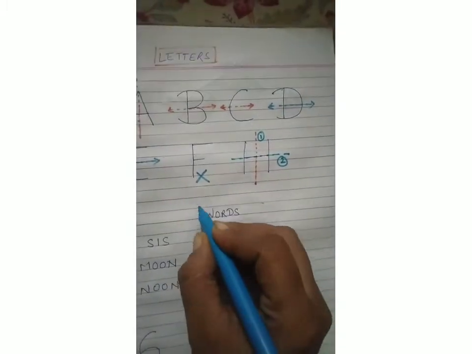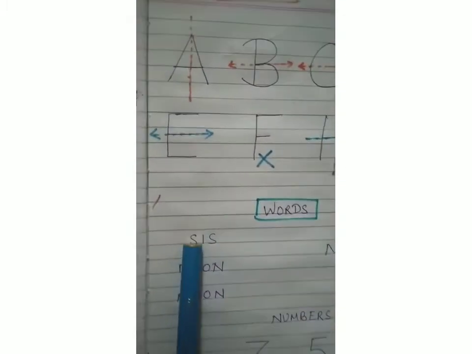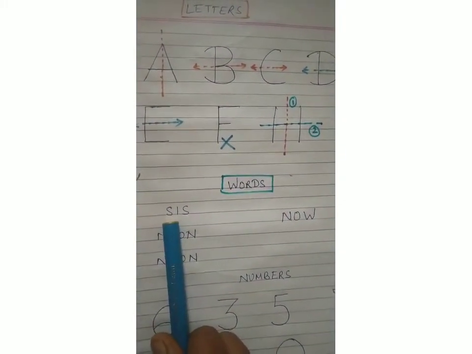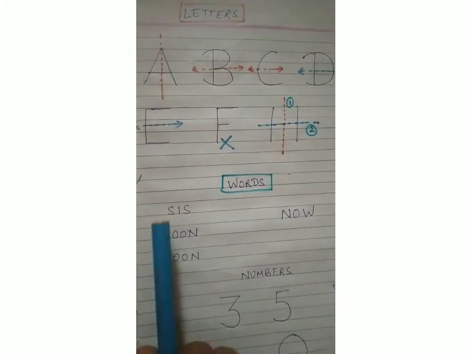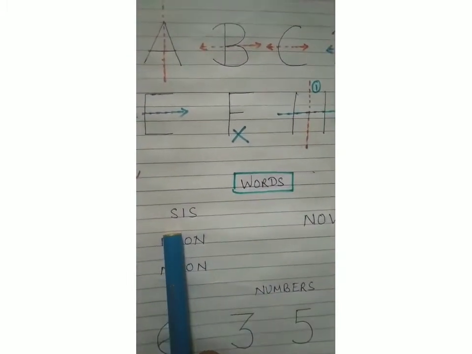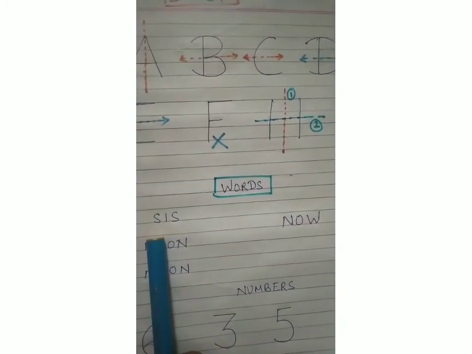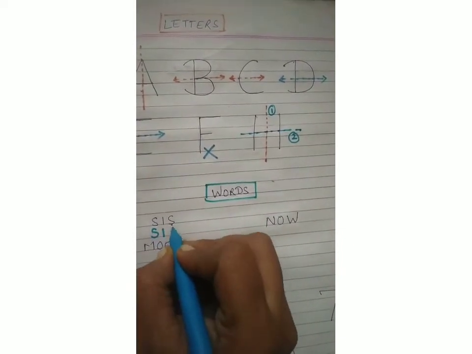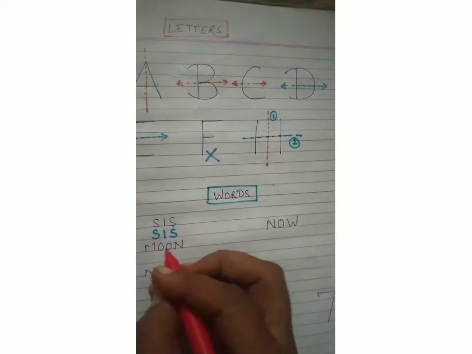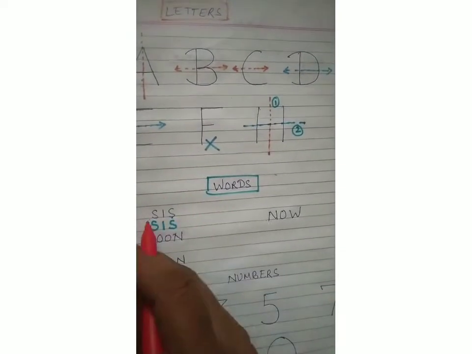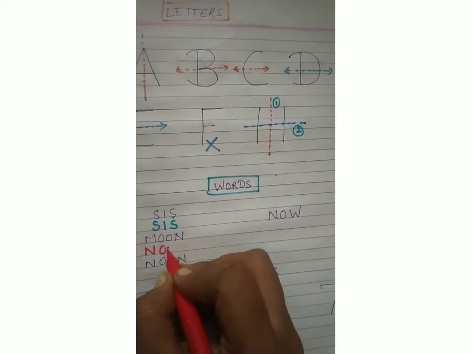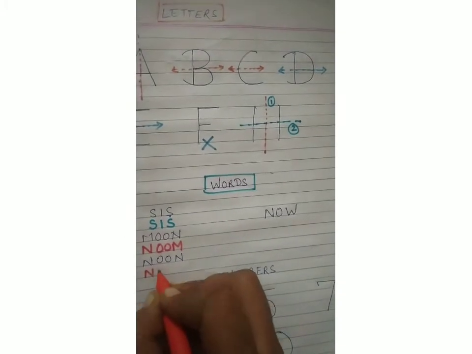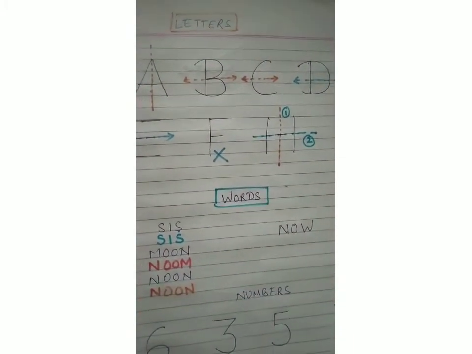Now we will see the symmetry in words. Children, when I will turn this word sis in half turn, and when I will read this, what will I find? Can I find the symmetry? Let's see. S-I-S, sis. If I start writing it from here, then I will get sis again. Okay? Then noon. If I make it half turn, then I will write it like this, N-O-O-N, noon.